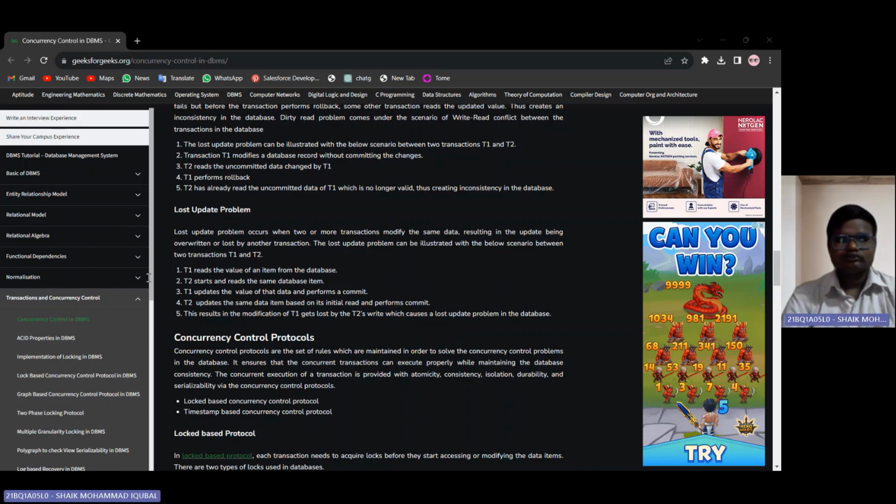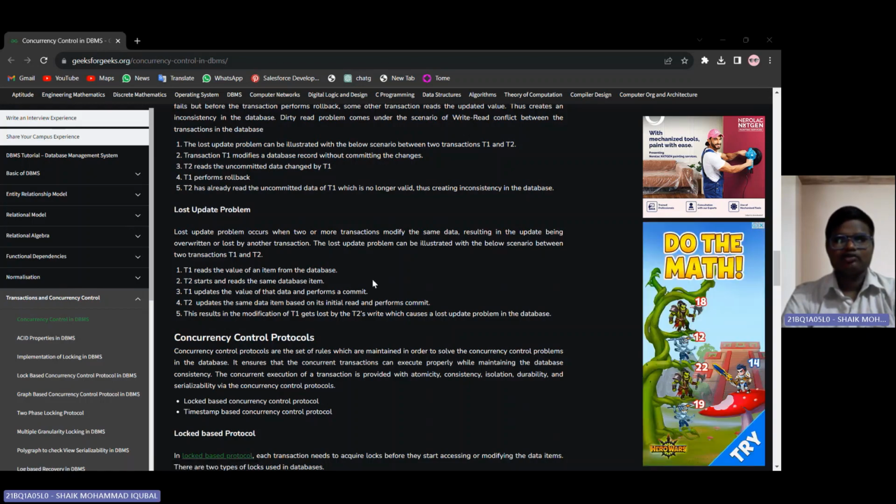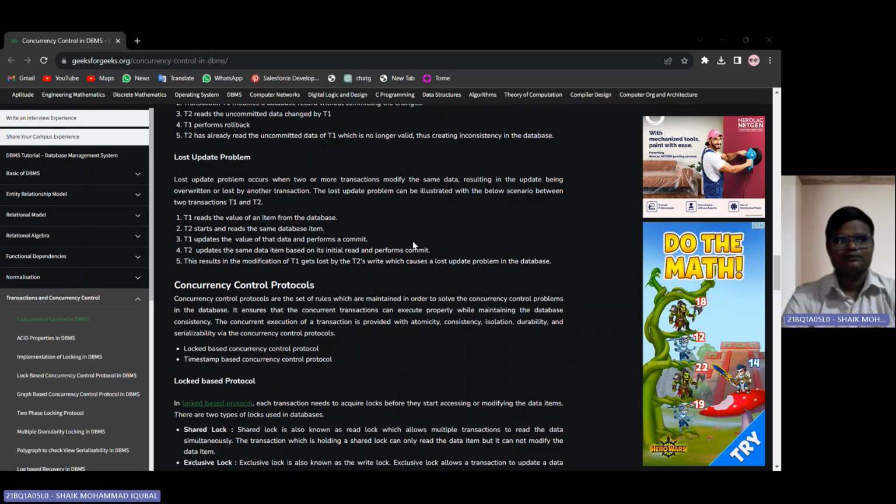Concurrency control protocols. Concurrency control protocols are the set of rules which are maintained in order to solve the concurrency control problems in a database. It ensures that the concurrent transactions can execute properly while maintaining database consistency.